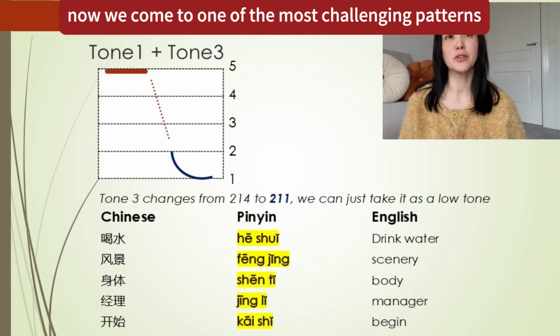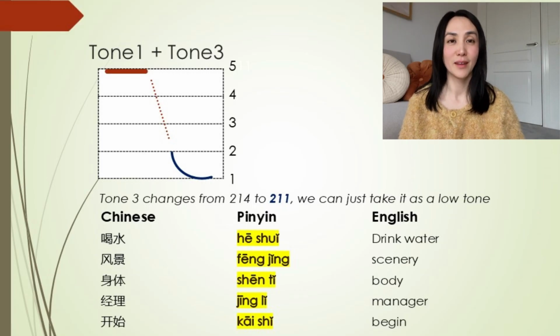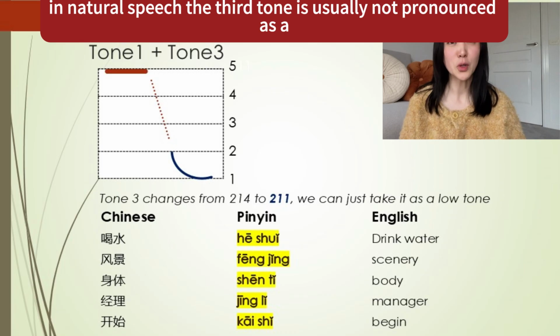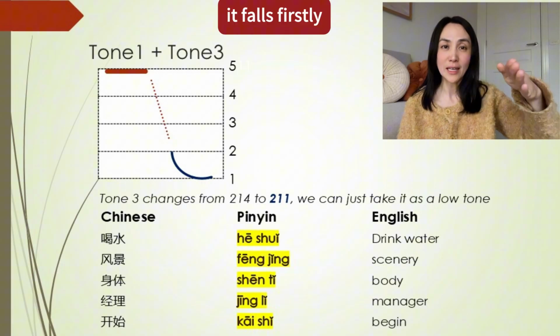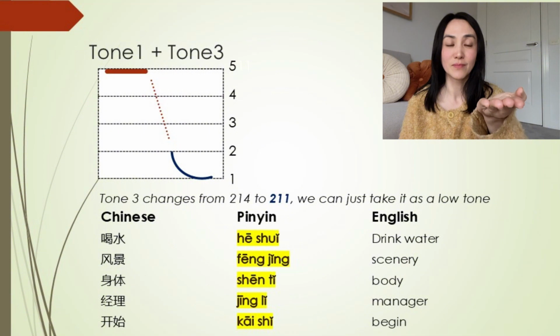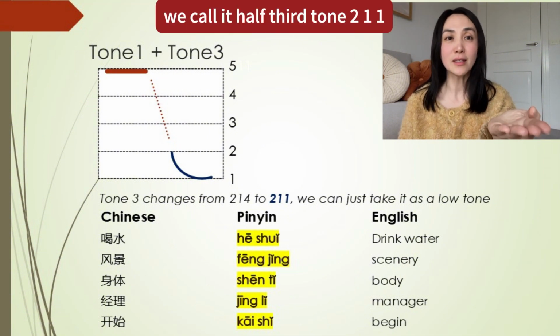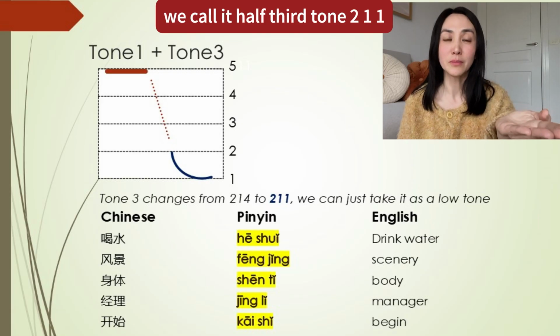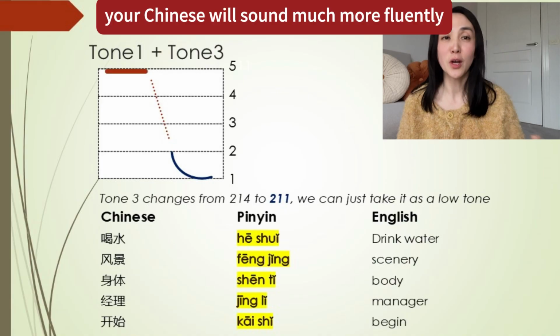Now we come to one of the most challenging patterns, tone 1 plus tone 3. In natural speech, the third tone is usually not pronounced as the full tone value 214. It falls first and never rises again. Please see this chart. Instead, it becomes a low tone. We call it half third tone, 211. So once you master this, your Chinese will sound much more fluent and natural.